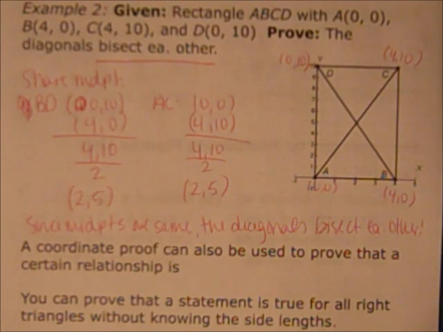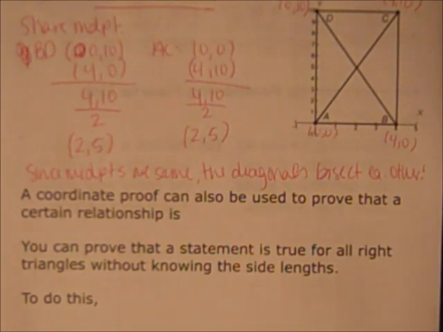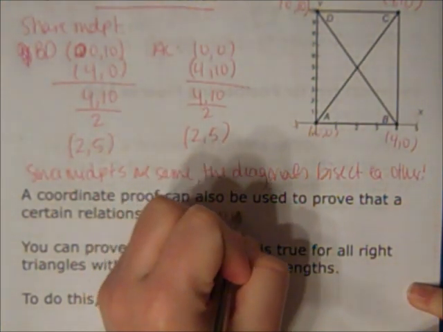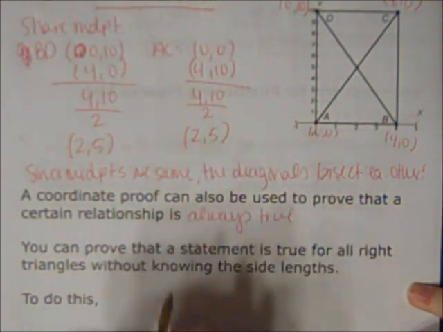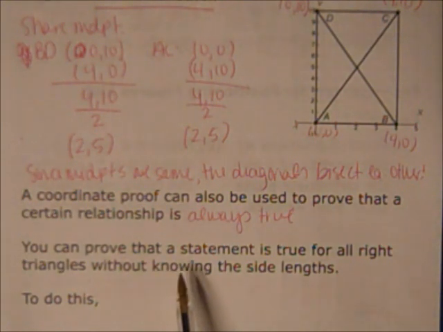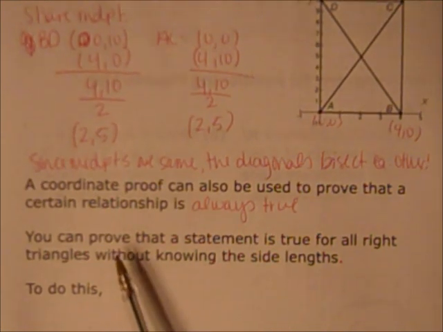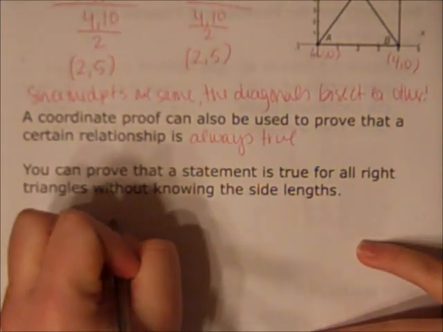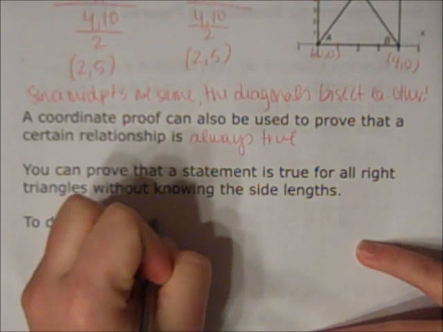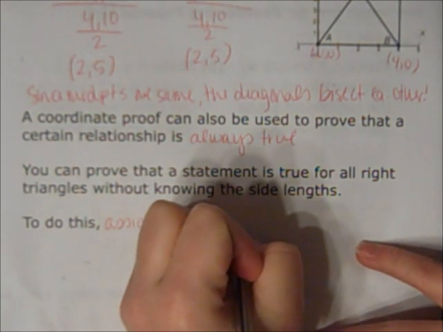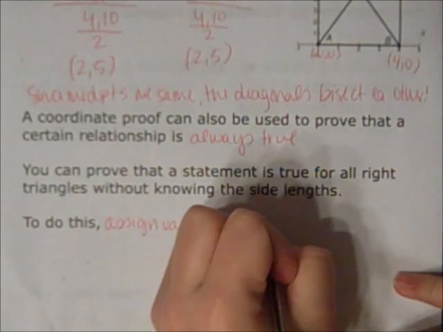Okay, a coordinate proof can also be used to prove that a certain relationship is always true. You can prove that a statement is true for all right triangles without knowing the side lengths. To do this, you assign variables as the coordinates.